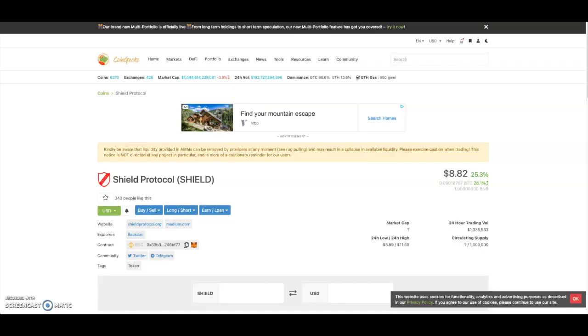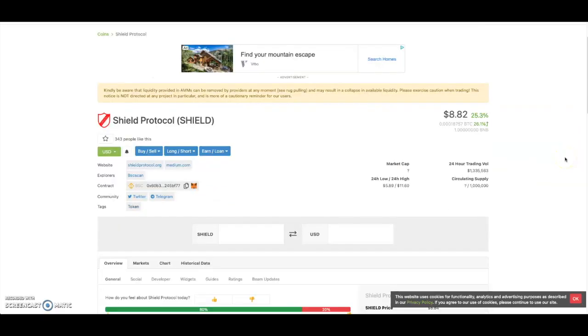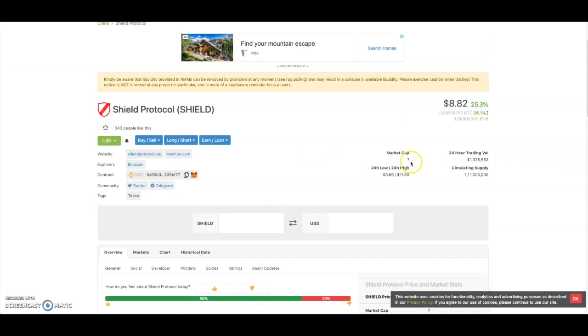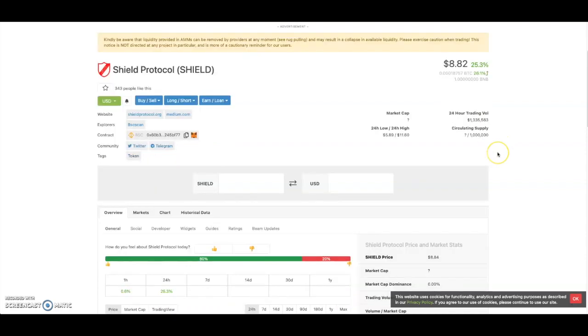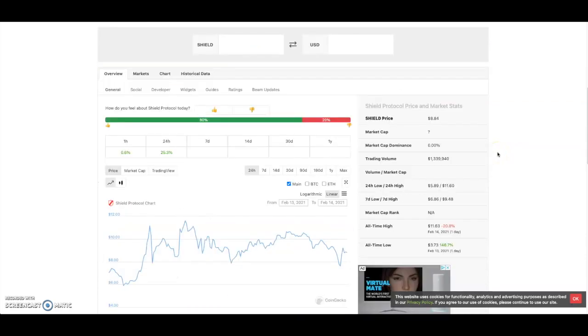And now you have Shield Protocol. No market cap on it yet, which is what I'm thinking about picking up right now. It's like a layer two rug pull thing. I gotta look more into it again, but this is another good pick right here.